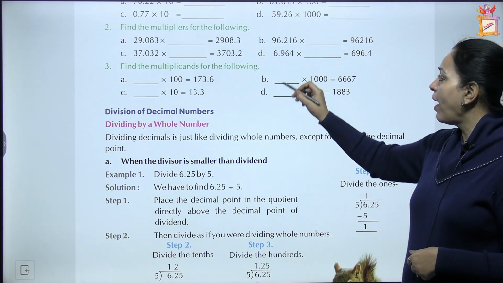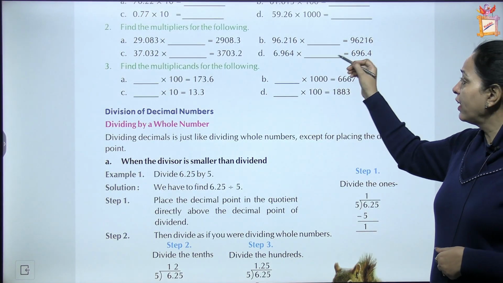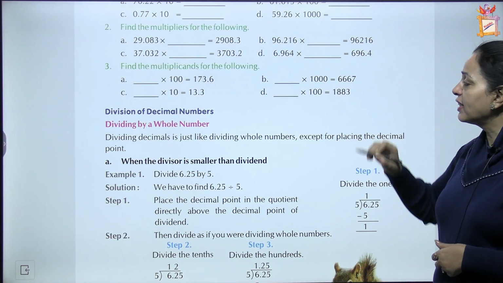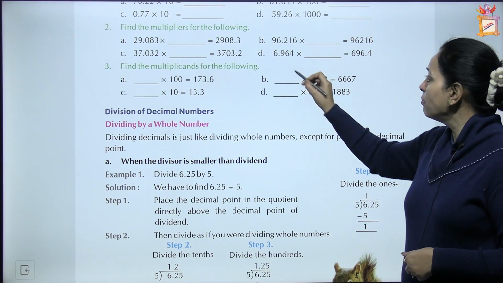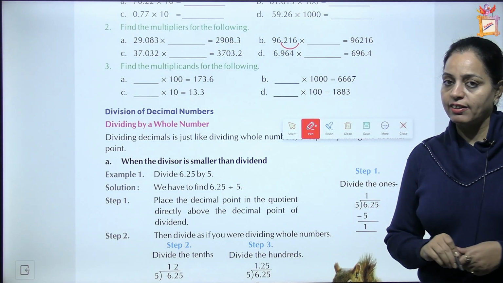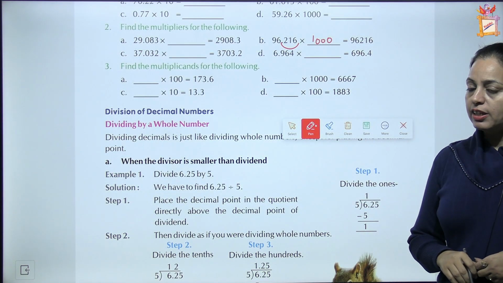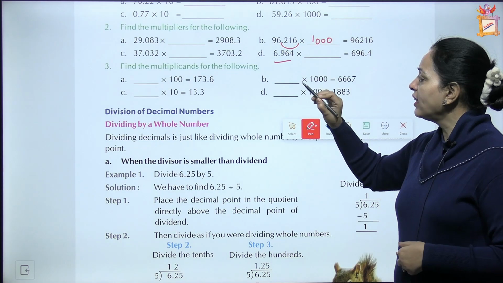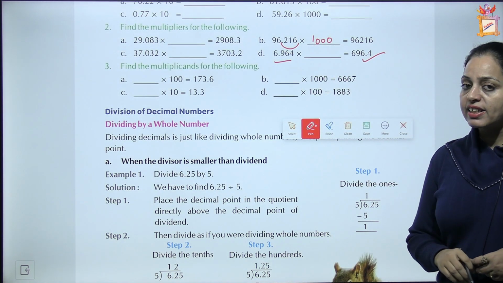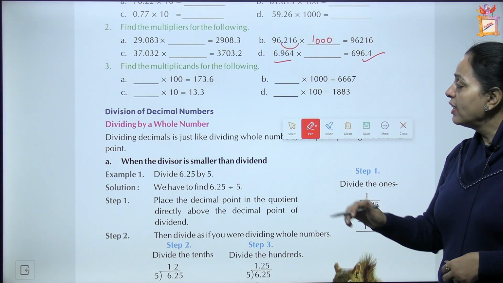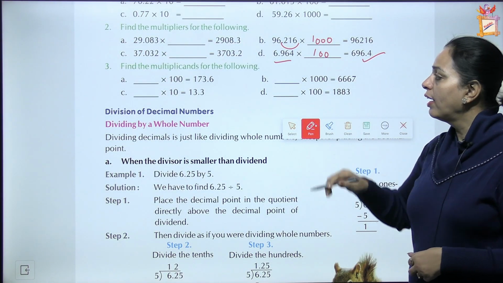See here, like B part, 96.216, multiply by which number so that the product is 96,216? See the decimal position. Decimal position is now after 6, so it means multiply by 1000. Here D part, 6.964 multiply by what number so that the answer is 696.4? Decimal is after 2 digits, it means multiply by 100.